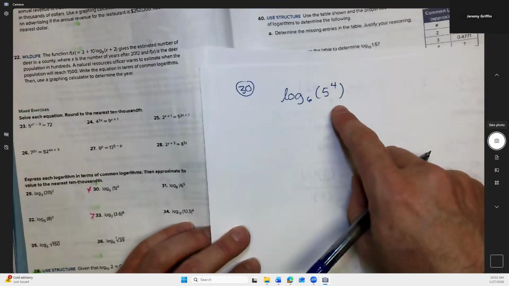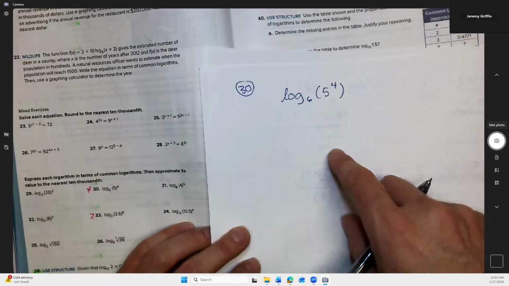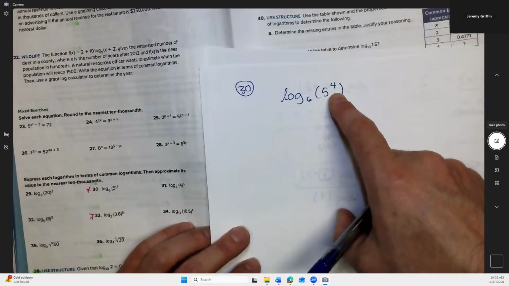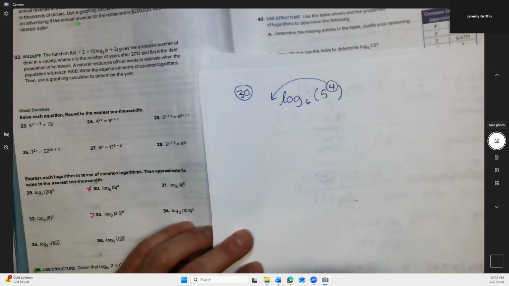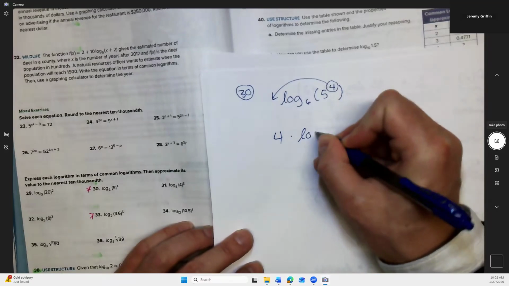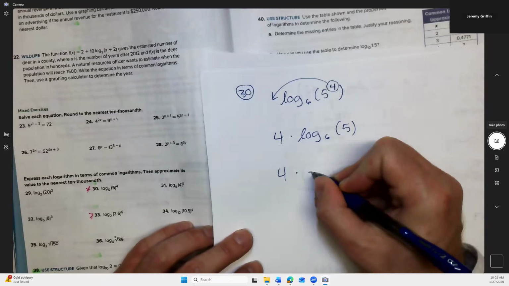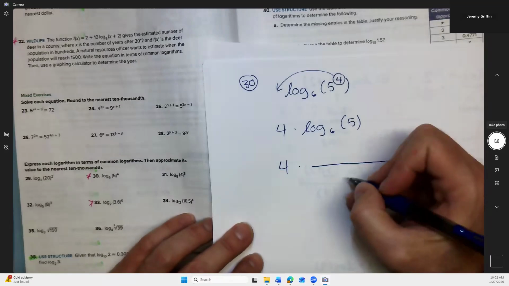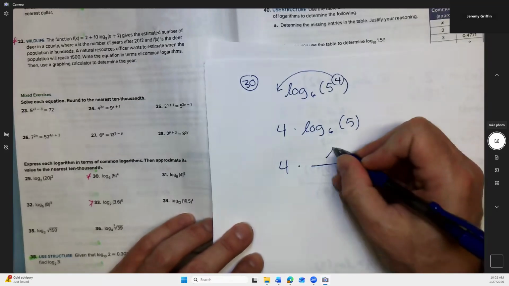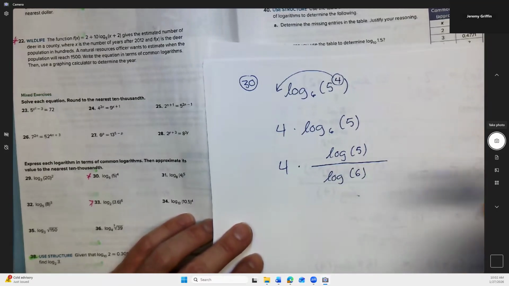Actually, you know what I really want to do before I convert bases? What do you think I'm going to tell you guys to do first? Move the 4 from the log, and then. Exactly, I like that idea. Let's move the 4 and then convert it. So we have 4 log base 6 of 5. Now, what goes in that fraction? Log 5 over log 6. And now these logs are of course base 10.